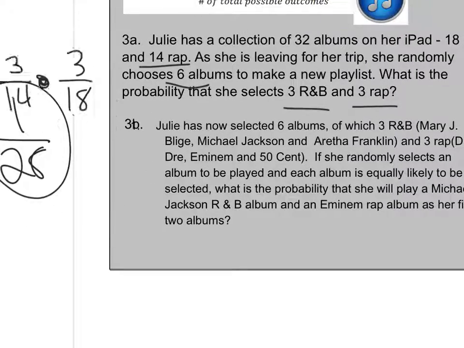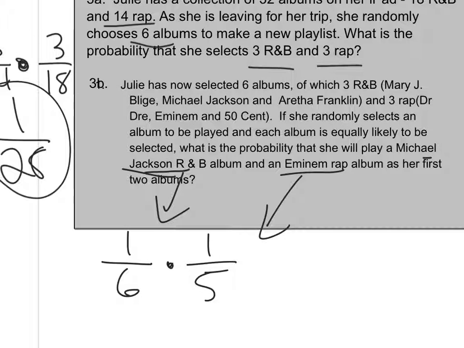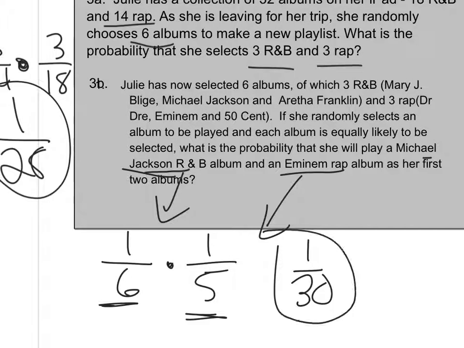So if I mix this up, Julie now has 6 albums, 3 R&B and 3 rap. If she randomly selects an album to be played in each algebra, what is the probability that she will play a Michael Jackson R&B album and an Eminem rap album as her first 2 albums? So she's got 1 out of 6 for the Michael Jackson album, and then 1 out of 5 for the Eminem album. So 6 total. Then once I choose one, I'd have 5 left. So that's going to be a 1 in 30 shot.